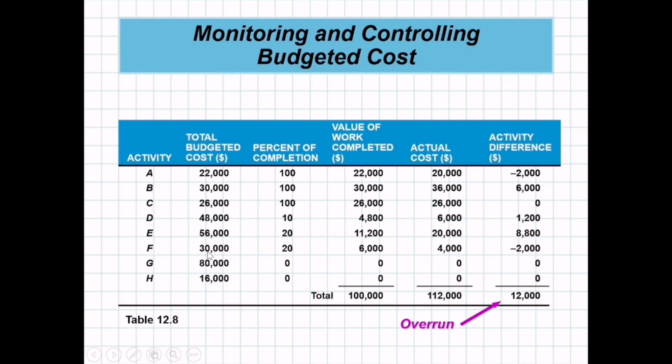Activity F, the budget is 30,000, and it is also only 20% complete. The value of work should be 6,000. But the actual cost is 4,000, meaning we saved 2,000 here. So if you sum that up, we have 12,000 overspent, meaning we are already overrun or out of budget.